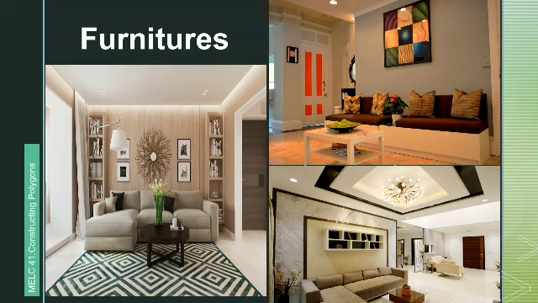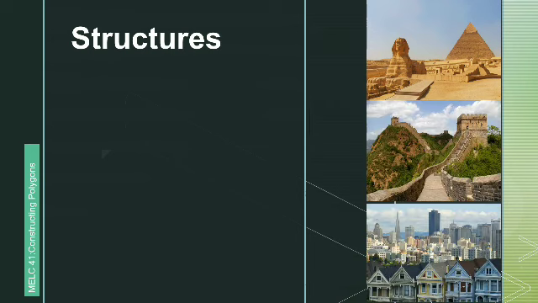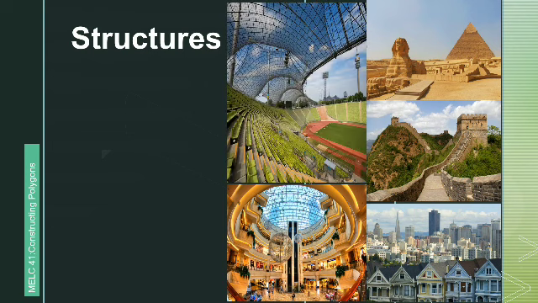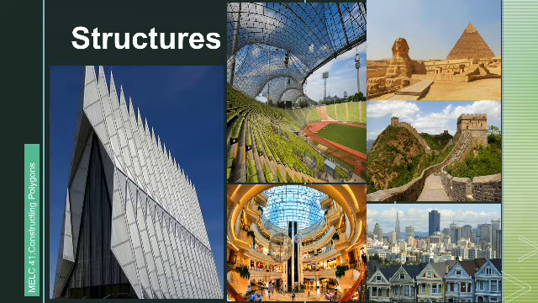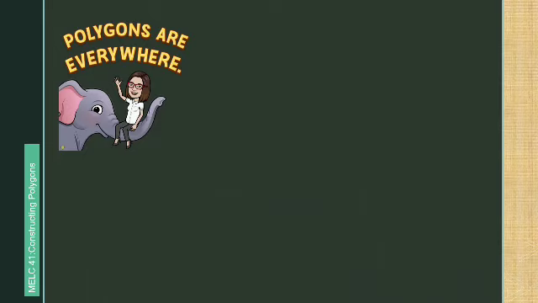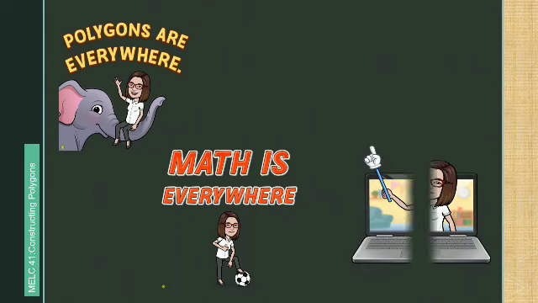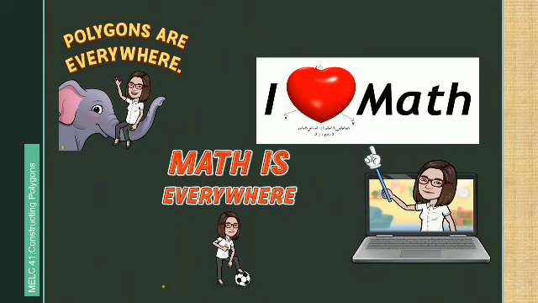Polygons may also be seen in the furnitures inside your own houses, from floor to ceiling. The application of polygons is very evident in building structures just like the pyramid, the Great Wall of China, the houses and the different buildings in the city, the malls, the stadium, and other structures in the modern world. Nature itself speaks loudly about the application of polygons in real life. Polygons are everywhere, and so math is also everywhere. Don't you think it's enough reason for you to love math?